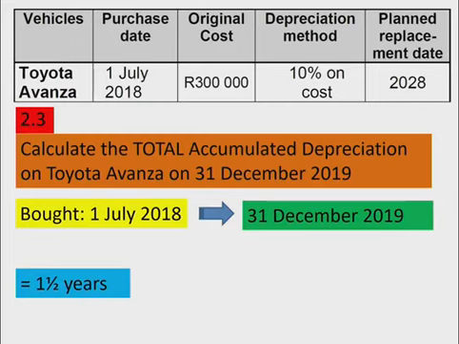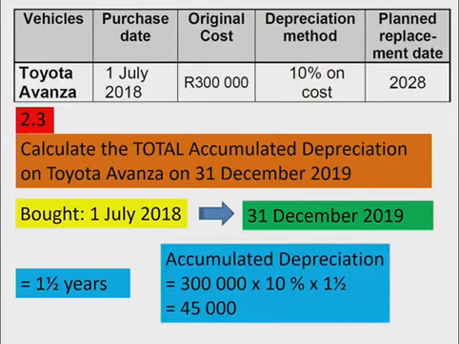So if we want to make the calculation for the depreciation, then it's going to be 300,000, which is the cost, times 10% times 1.5 years. So the accumulated depreciation will be 300,000 times 10% times 1.5, that will be the years. It will give me 45,000. Okay, that was for the 1.5 years that we have it. In other words, from the 1st of July until the 31st of December.